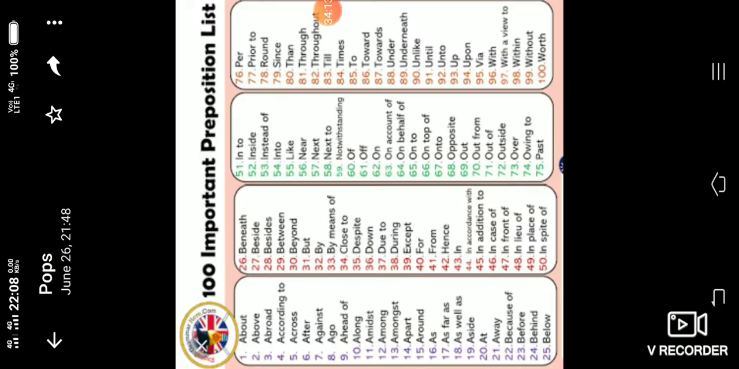Guys, before we end, I'll read out a list of 100 important prepositions. They are the most important prepositions used in day-to-day English grammar. First is about, second above, third abroad, fourth according to, fifth across, sixth after, seventh against, eighth ago, ninth ahead of, 10th along, 11th amidst, 12th among, 13th amongst, 14th apart.